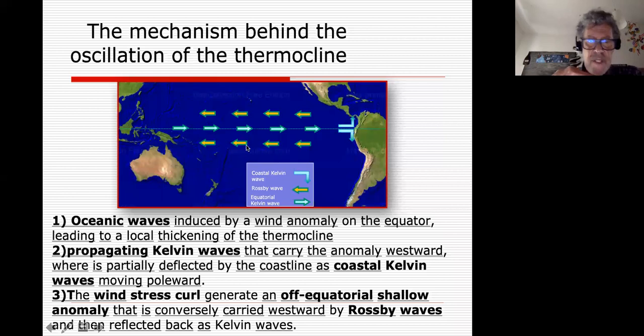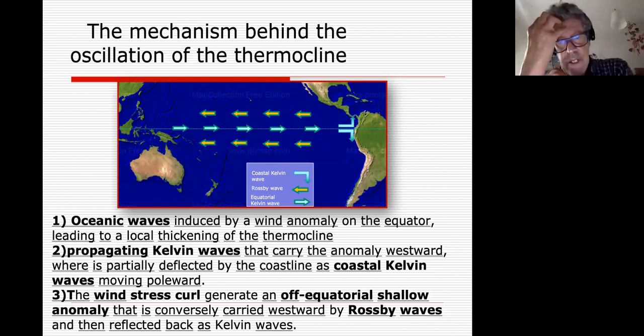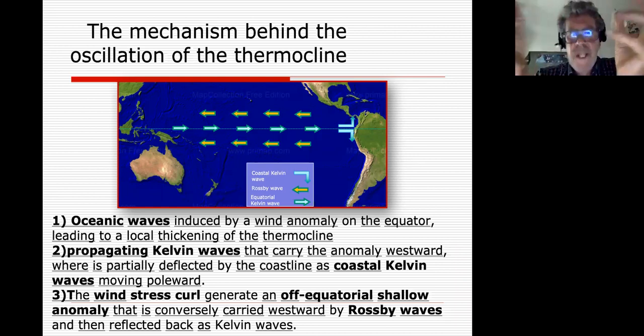The Rossby wave that is generated here also takes more time, but hits the shelf of Australia and New Guinea here, and it's also reflected, giving way to a Kelvin wave that propagates back, and this is more or less the wave mechanism that is behind the oscillation of the thermocline.